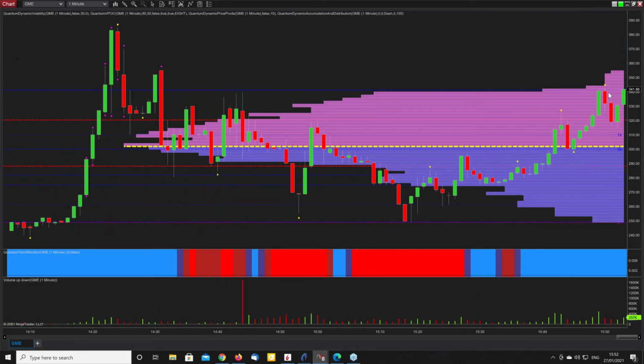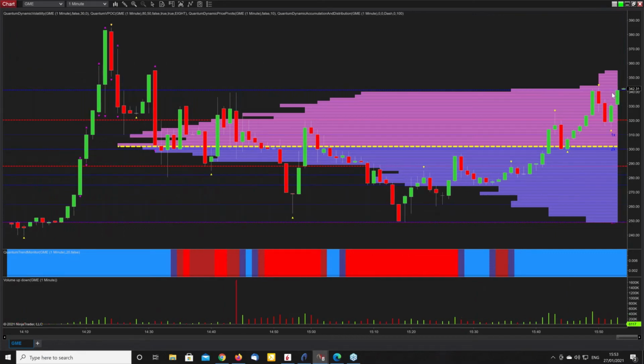If it gets through there, and closes above it, there's two reasons to expect it to go higher. First of all, you've then broken through what was resistance. Obviously, that is now acting as support. You can see it kind of testing it back down there. And secondly, you can see the volume here is practically falling away to nothing.